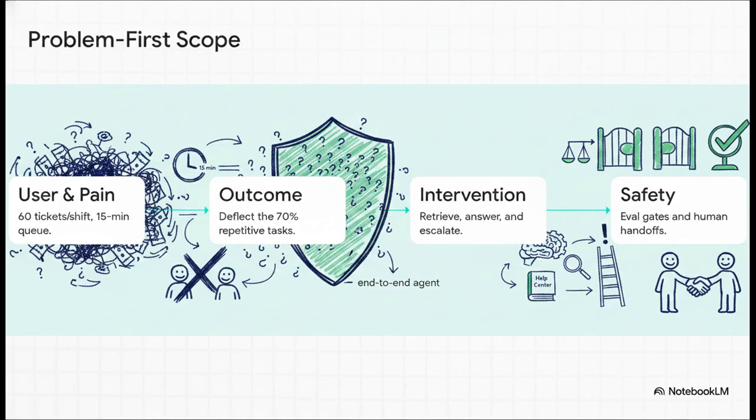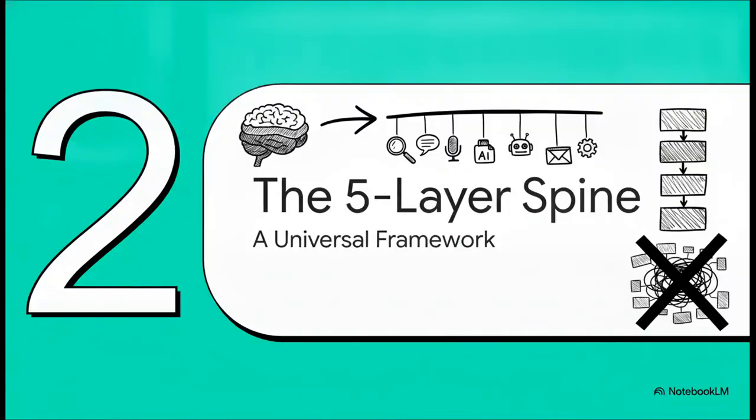Third, narrow the AI intervention until it actually hurts. It should only retrieve an answer from the help center and immediately escalate everything else. And finally, define the system and safety. We know we need evaluation gates and human handoffs. Setting these 4 pillars proves you're building for actual business value, not just for fun. Moving right along to section 2, the 5-layer design spine.